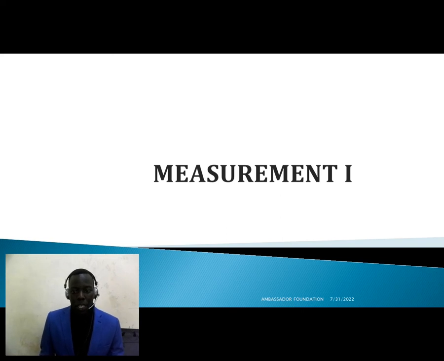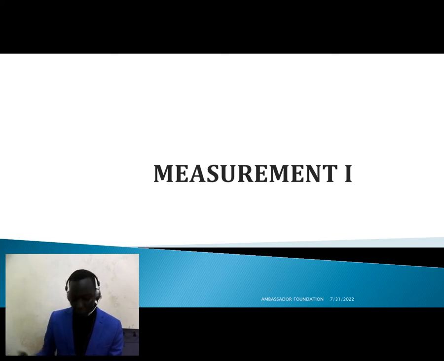So this is another lesson on measurement 1. It is our second lesson out of the 150 lessons I promised you. Whenever you see a lesson indicated as measurement 1, it simply means measurement 2 is still on the way, and measurement 2 is in form 2. So today I want to take you through the introduction of measurement 1 as follows.